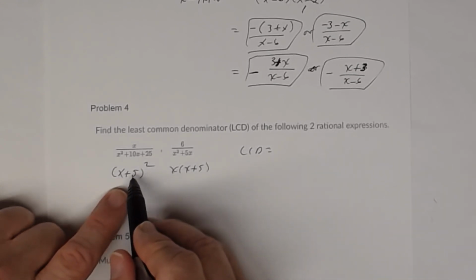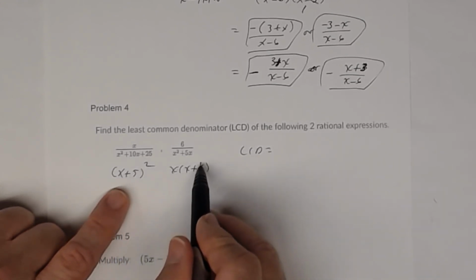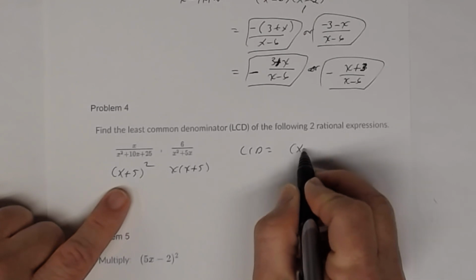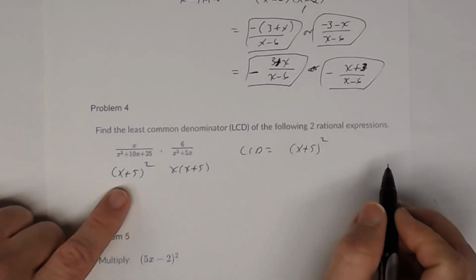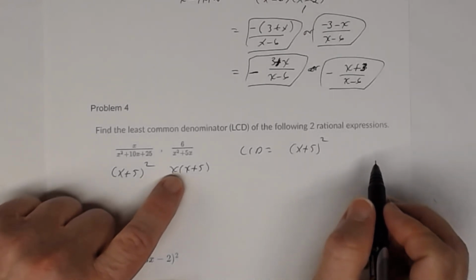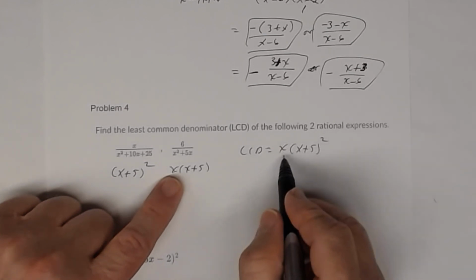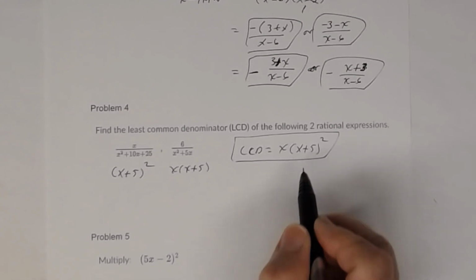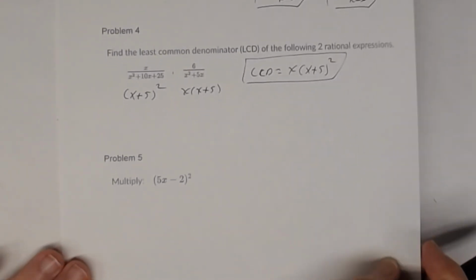So I see a factor of x plus 5, there are 2 of them, and I see a factor of x plus 5, and there's 1 here. So you must use the one with the greatest exponent. So I'm going to need x plus 5 to the second power. The other factor I see is an x, so I got to have an x as well. So now there's your least common denominator, x times x plus 5 squared.